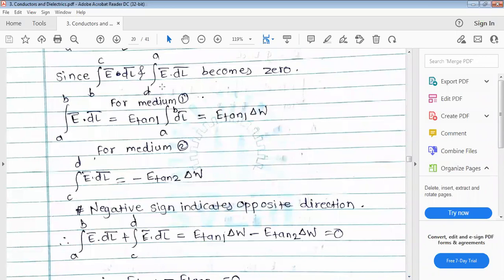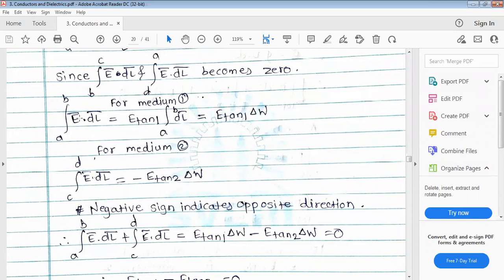So here, when this is becoming 0, A to B is the tangential component, right? Because it is horizontal. Horizontal means it is simply a tangential component, and normal is nothing but the perpendicular component. So, integration from A to B of E bar dot DL bar is equal to E tan 1 times the integration from A to B of DL bar, and it is equal to E tan 1 into delta W.